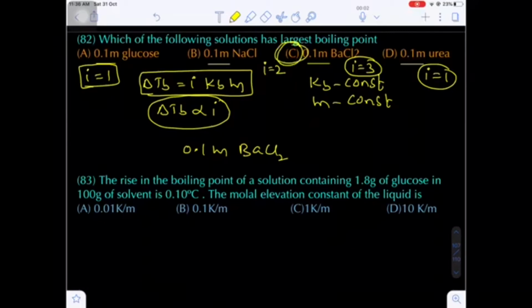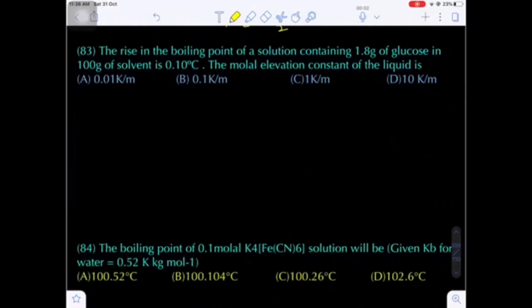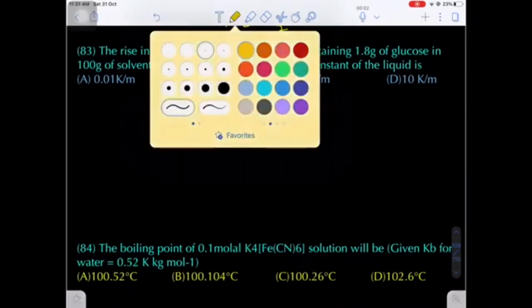Remember, as the concentration of solute increases, as the number of solute particles increases, the colligative properties increase. Yes or no? Now here is question number 83. What is the question number 83 here?